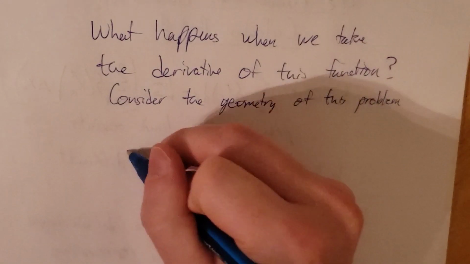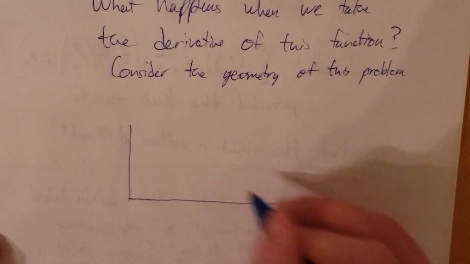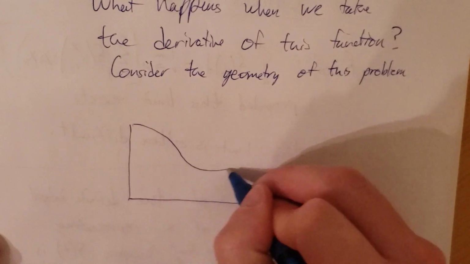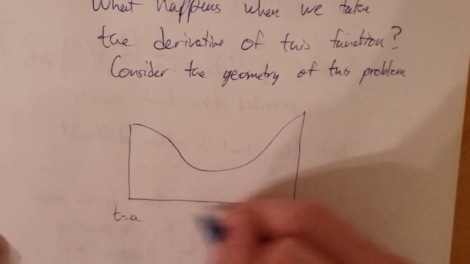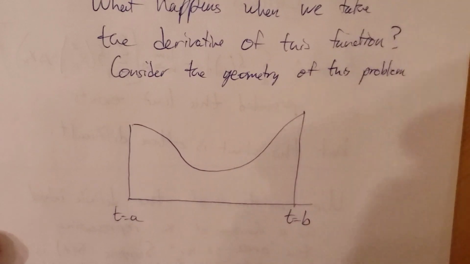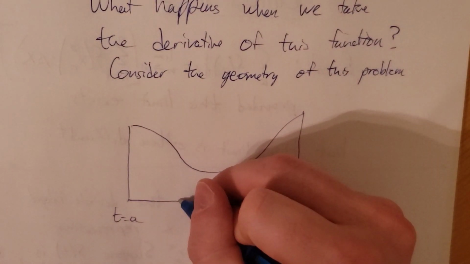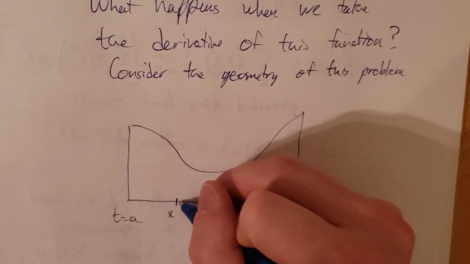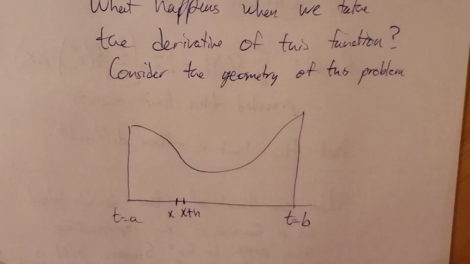Okay, so let's draw our picture again. Something like this, from t equals a to t equals b. And we're going to define some x value here, and then we're going to define some x plus h value here.